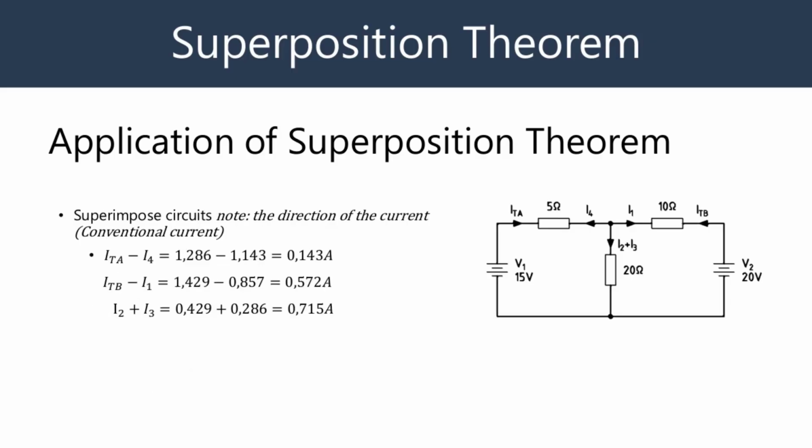From there, I superimpose. So take the two circuit values, ITA, I4, I1, ITB, and I see the direction of the current flowing, and then I2 plus I3, and calculate accordingly. With ITA minus I4, I get to 0.143 amps. ITB minus I1, I get to 0.572 amps. Then I2 plus I3, 0.715 amps. And those calculations are then correct.